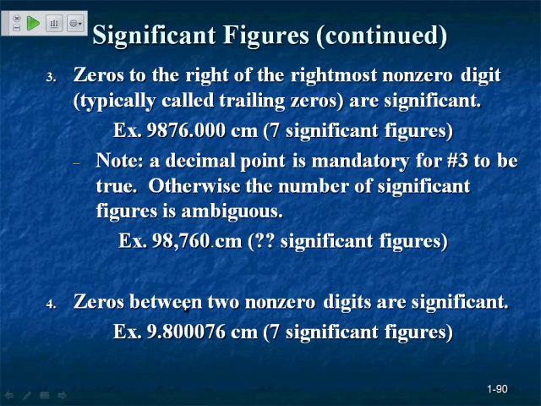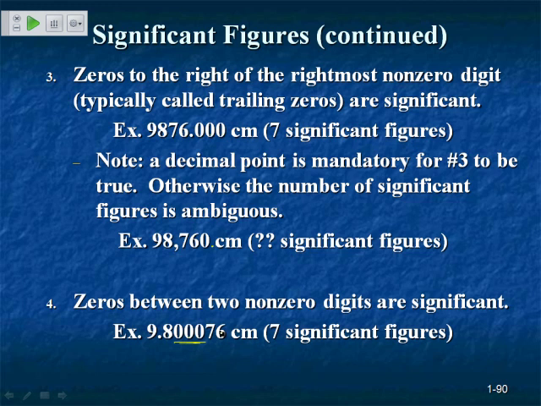Now the last rule is zeros between 2 non-zero digits are significant. So here is the number again, 9.800076. These 3 zeros are between 2 non-zero digits, between 8 and 7. So they are significant. So the total number of significant figures in this number is 1, 2, 3, 4, 5, 6, 7. 7 significant figures. So this is how you will count the significant figures in a number.